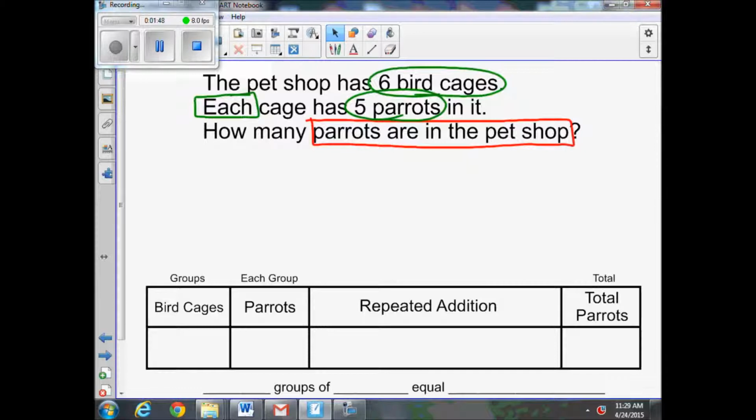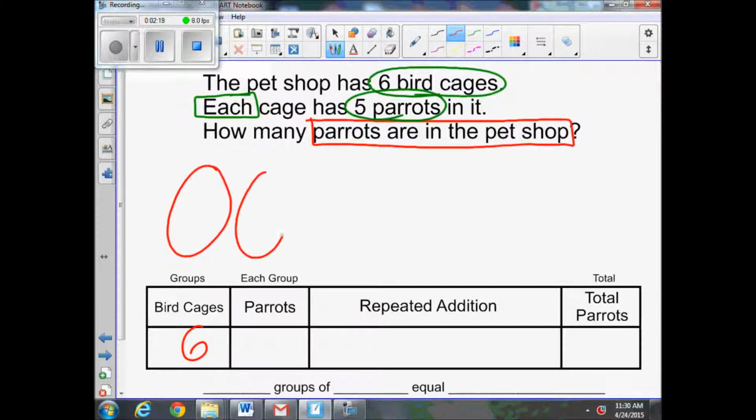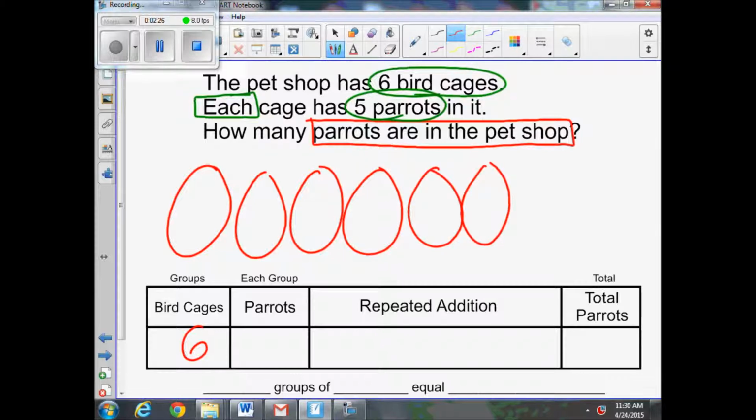Our first step is see what the groups are. And the groups are cages, bird cages. And how many of them are there? 6. Okie dokie. So then what are you going to do? Then I'm going to draw 6 bird cages. Beautiful. Thank you. That's the first step. That is the first step of what's going on in multiplication. She did a beautiful job on that.